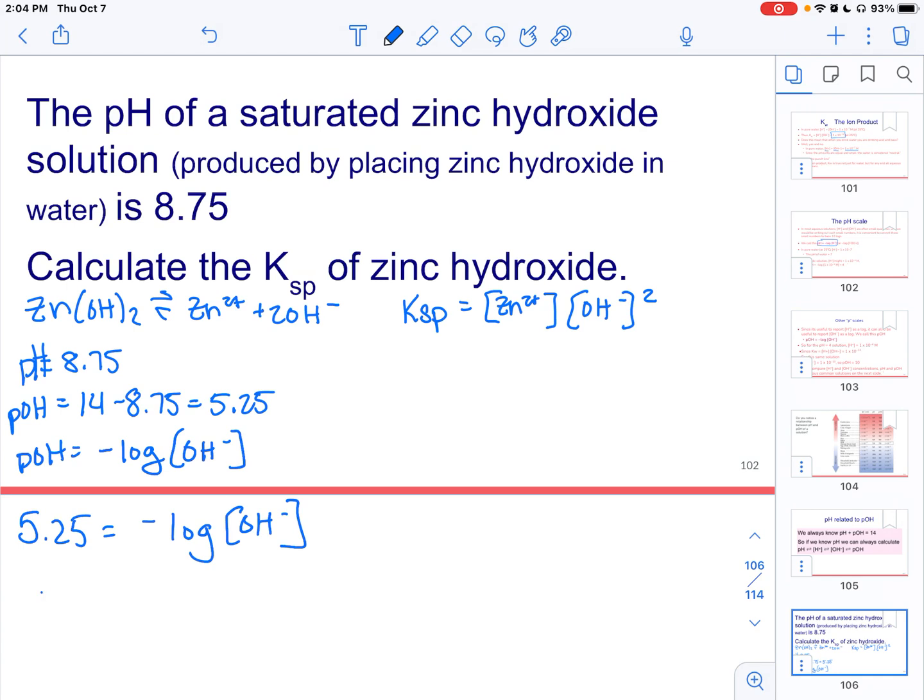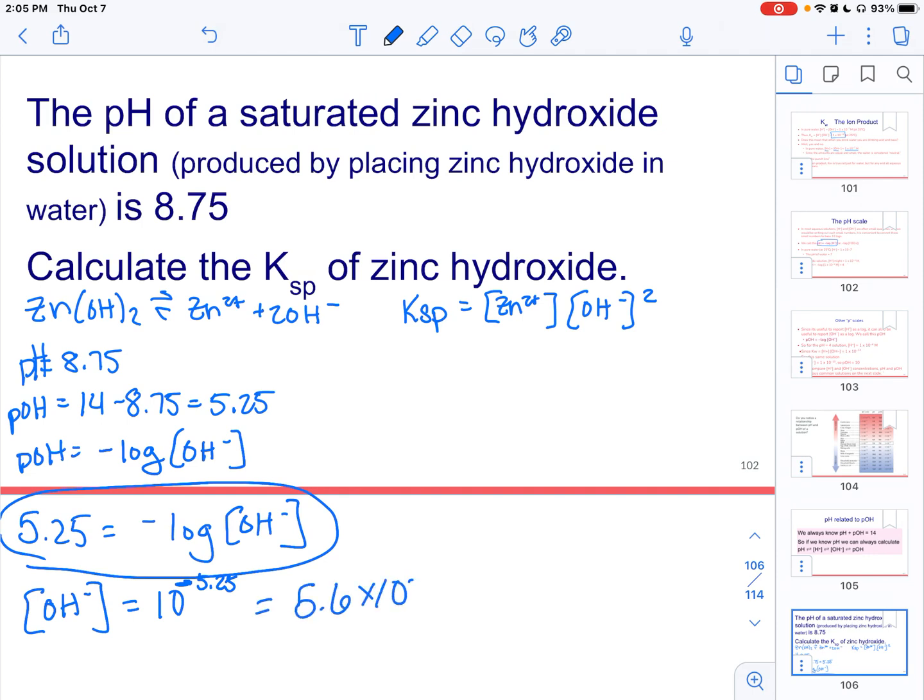So if you have the pOH, and you know that's negative log of OH minus, you can find the OH minus concentration by taking 10 and raising that to the negative 5.25. That's how you would solve this expression. The opposite of negative log is taking 10 to the negative of that number. So when you do that, you get an OH minus concentration of 5.6 times 10 to the negative 6. That number can go right in there.